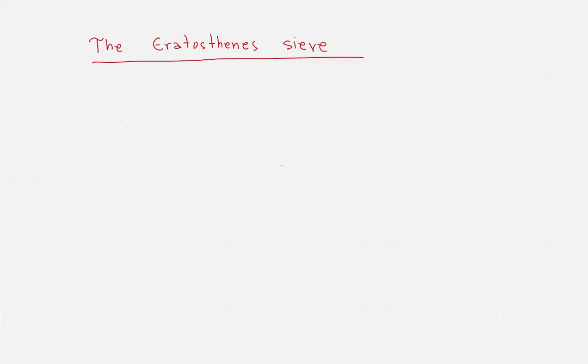So the Eratosthenes sieve is a very nice little process that allows us to eventually find all prime numbers, at least theoretically speaking, because practically speaking, after a certain point, it is so slow that it is of no practical use.